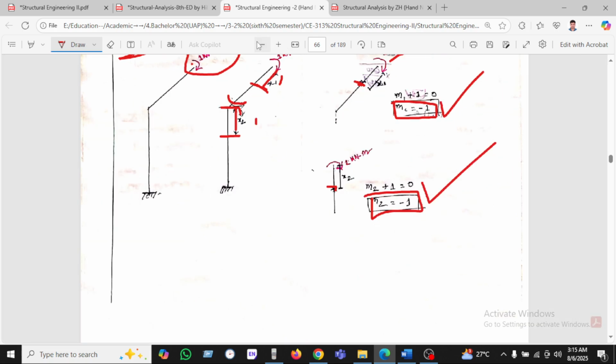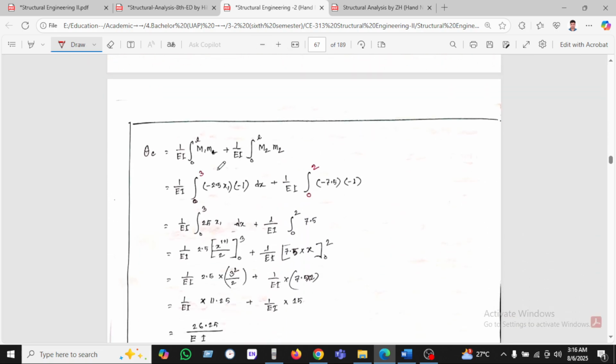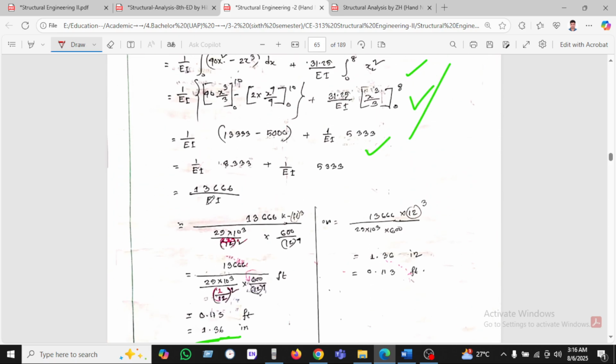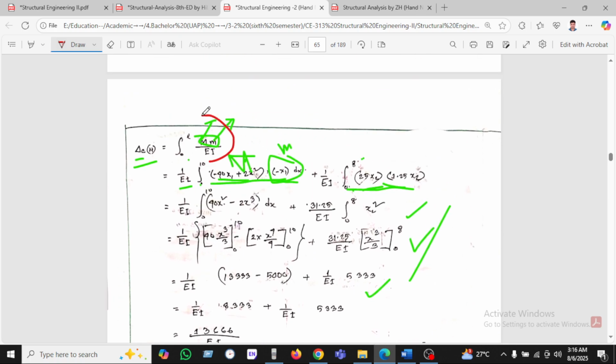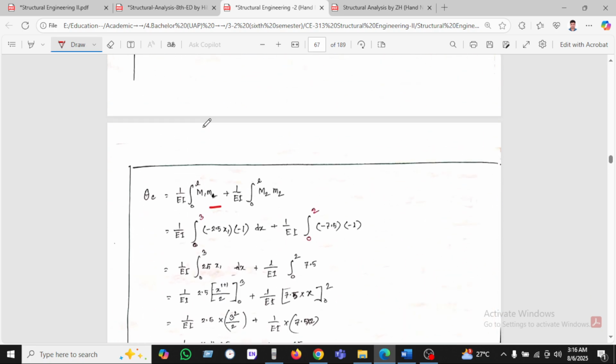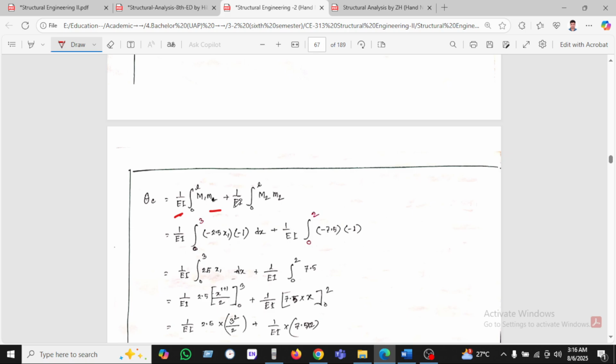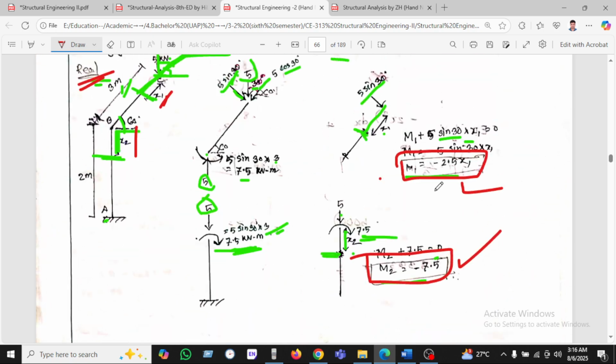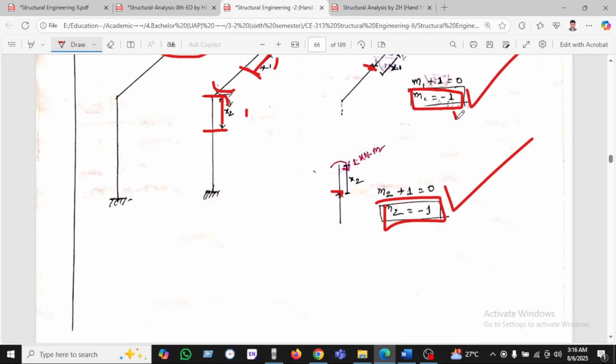Now we are just putting all these equations here. I'm just summarizing in short, because if we write everything out, the equation will be formed like this. EI is common, and capital M1 into small m1. Capital M1 we found is minus 2.1 x1 and small m1 is minus 1.